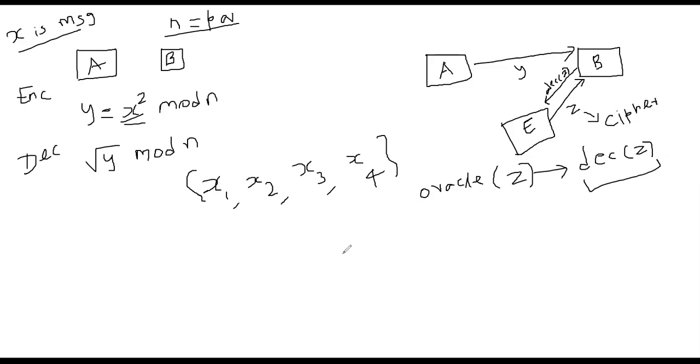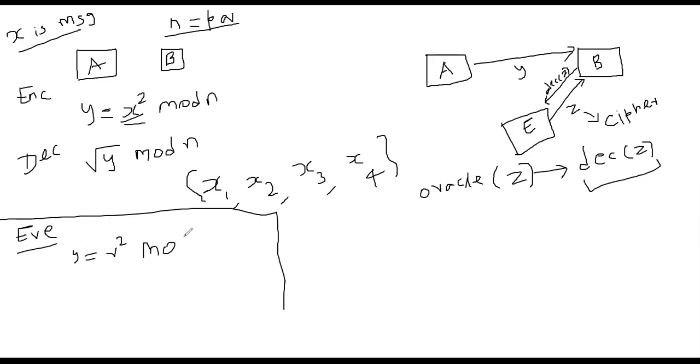Okay, so let's talk about the algorithm now. And the algorithm part is like this. Suppose Eve, here is Eve. Eve randomly picks an element R and computes Y equal to R square mod n. n is the public key of Bob.